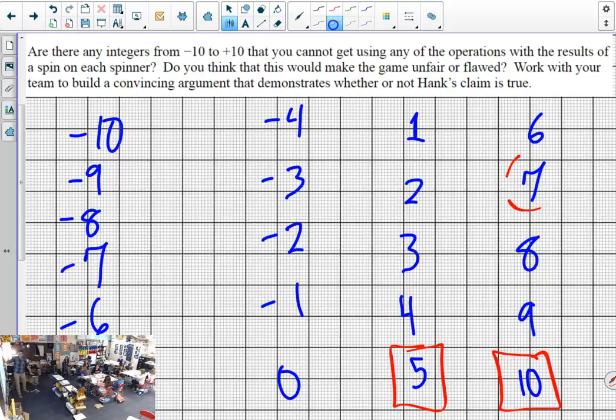Can we make 7? We can make negative 7. That's not what we're asking. So we can't make positive 7.